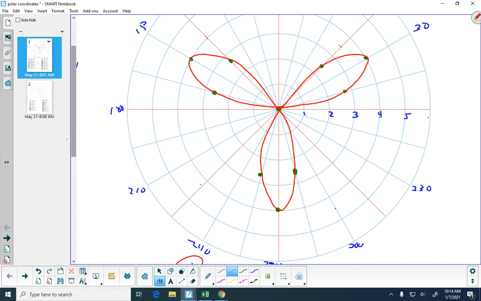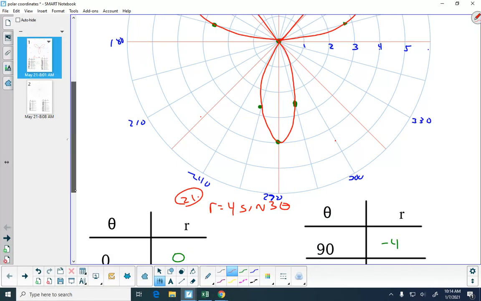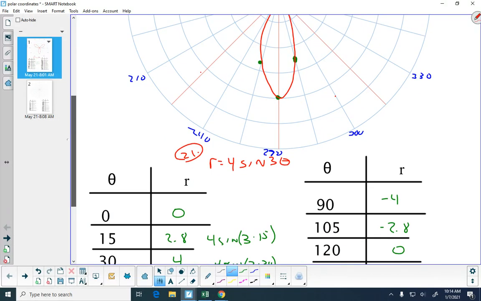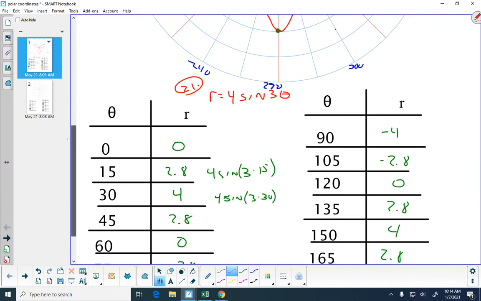Any other questions on graphing? The other graphs are a little bit easier because they're limaçons or cardioids, and those you can use the 30, 60, 90, 120s. What I need to see on a test is you give me these r's and thetas. You give me the r's and thetas.